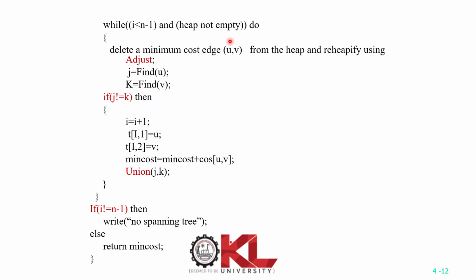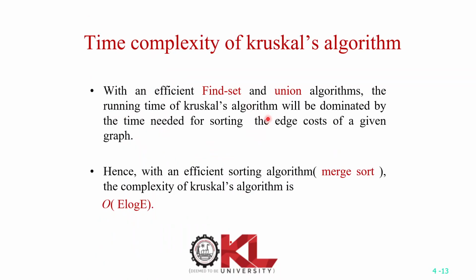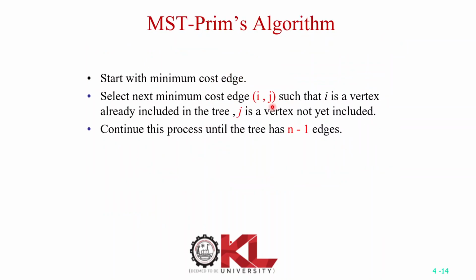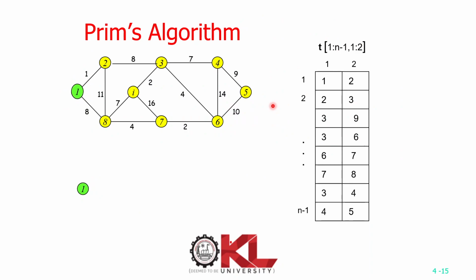So here we can say minimum cost. The minimum cost is possible, so we are making it a union. We need to remember this basic algorithm. And then the time complexity of Kruskal's algorithm is order of E log E. So Prim's algorithm. What is Prim's algorithm?